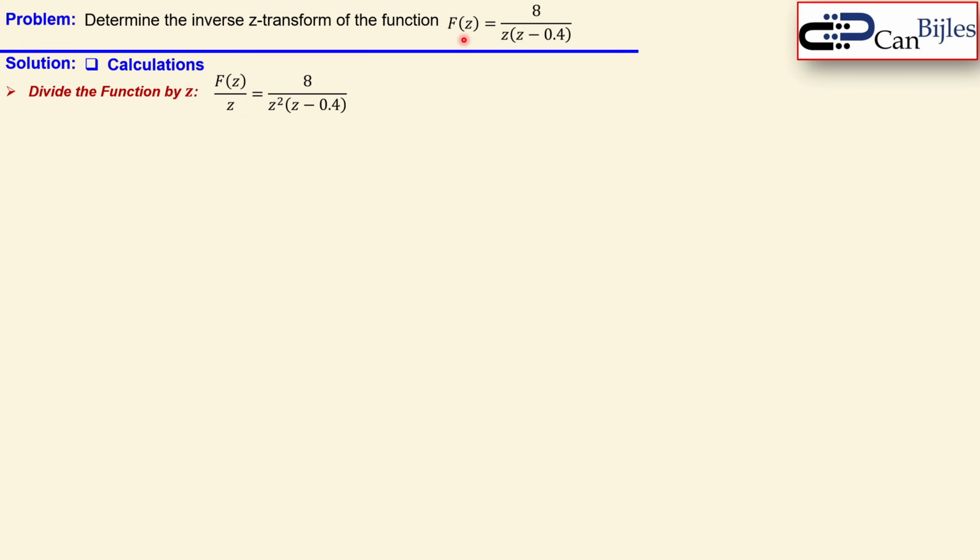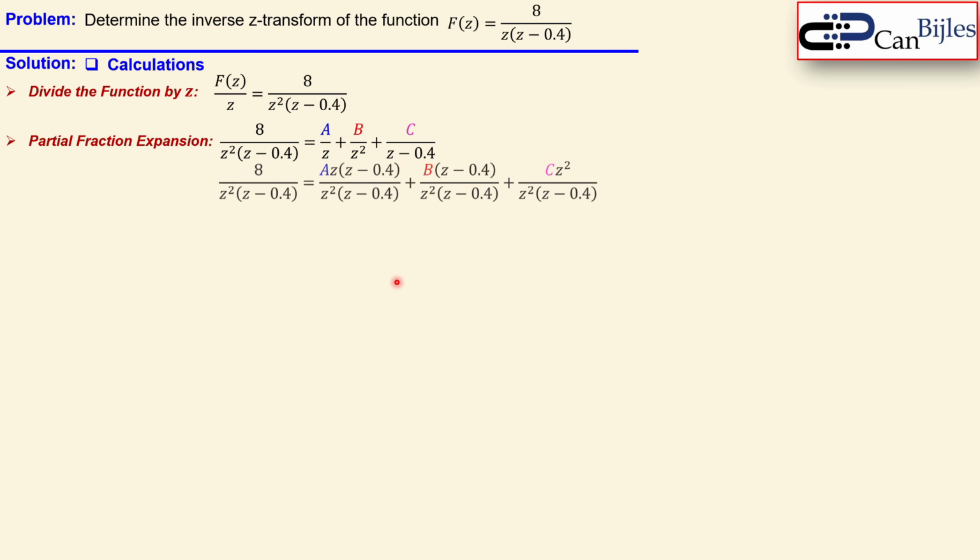So we have this one. That means we have now 8 over z squared times z minus 0.4. And now we will use partial fraction expansion. In this case, we will have z squared times z minus 0.4. But we will still need 3 fractions. So that means we need to divide this in 3 fractions, which is then a over z plus b over z squared and plus c over z minus 0.4.